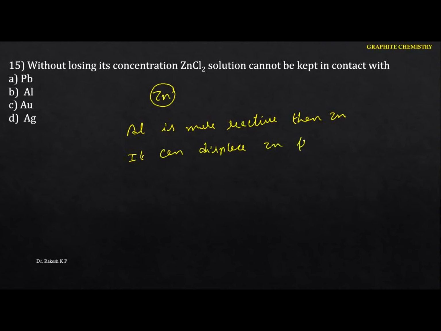zinc from its salt solution. Because of that, it should not be kept in contact with aluminium. But the rest of the particles given in the options have less tendency to lose electrons compared to zinc. Aluminium has more tendency to lose electrons compared to zinc. Hence in this case the option is B.